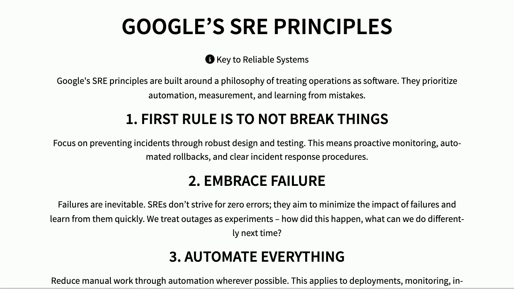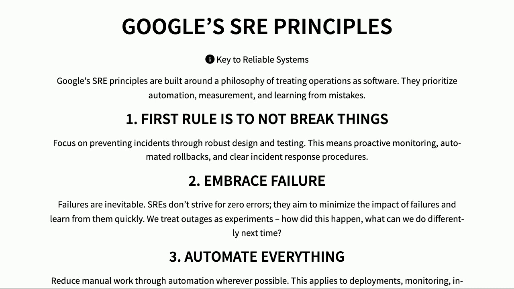Okay, let's talk about Google's approach to site reliability engineering. At its core, it's all about building reliable systems, and they've really nailed down some key principles. The first thing to understand is that the primary goal isn't to prevent failures, because those are inevitable, but rather to minimize their impact when they happen. They call this first rule, don't break things. It means designing systems with resilience in mind, and having strong testing processes. Then it's about embracing failure itself, seeing outages not as disasters but as opportunities to learn.